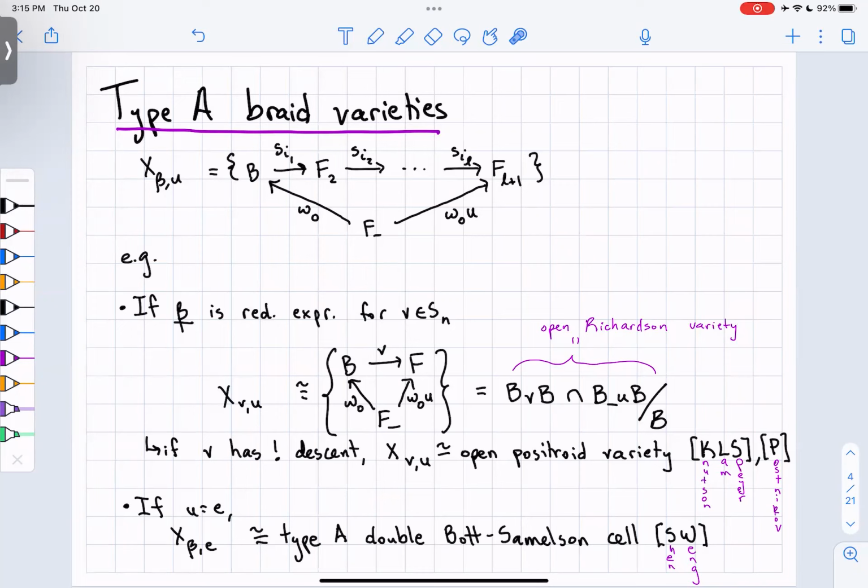Okay. There's an even more special case of this, which is where V, your permutation that beta underline is a reduced expression for, has a unique descent. In this situation, these braid varieties are actually isomorphic to open positroid varieties. I think these are not as well studied from an algebraic geometry perspective, but they're very nice from a combinatorial perspective. They were introduced by Knutson, Lam and Speyer, building on work of Postnikov. And there's just a lot of really nice combinatorics inside of these varieties. That's another reason here.